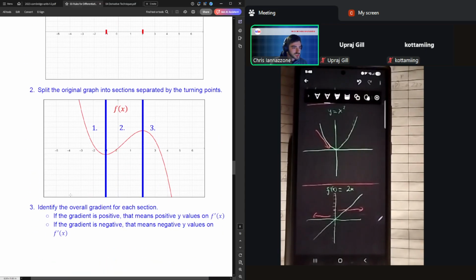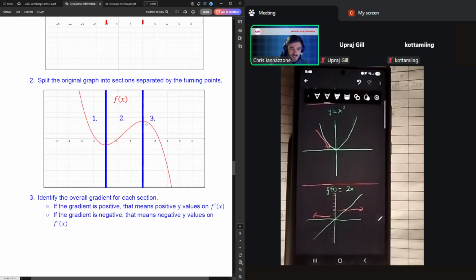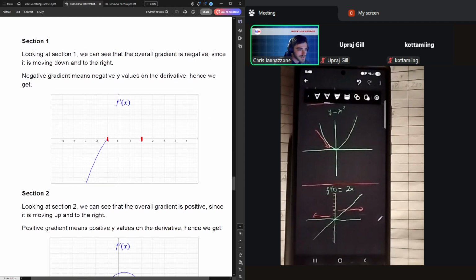From there, split your f of x up into sections just based on the turning points. So you split it straight down the middle of each of those turning points. And then you look at each individual section and figure out if the gradient is positive or negative overall in those sections. Like in this case, it's pointing all the way down. So we're going to have a negative gradient that's eventually getting closer and closer to 0. Negative y values that are getting closer and closer to 0.